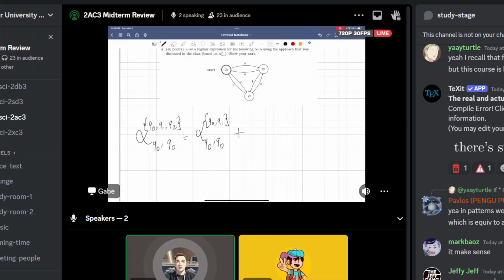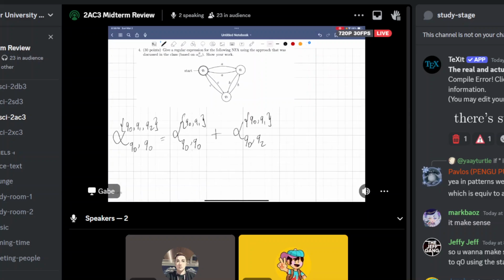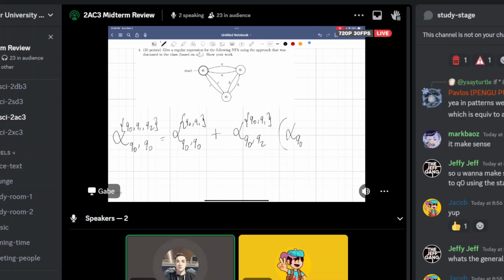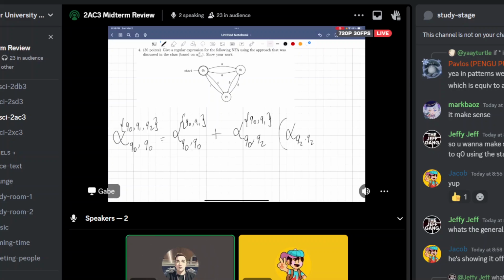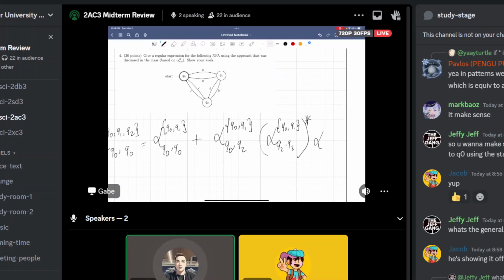Either you don't go through Q2, the state we removed, or we go through Q2, which is start state to Q2. So we're going through Q2, looping as many times in Q2 as we can, so Q2, Q2. And then from Q2 to our final state. So this is how I remember this formula.